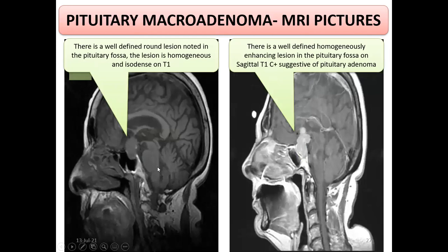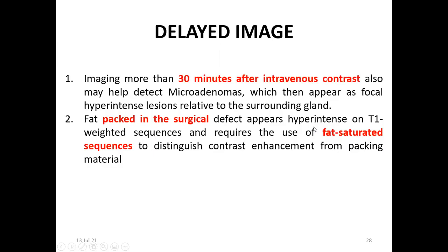Here is a macroadenoma, you can see here, a big lesion with suprasellar extension. You can see the dumbbell-shaped suprasellar extension and the pituitary fossa, suggestive of pituitary adenoma, and how it enhances in the contrast. Sometimes we need a delayed image. Imaging more than 30 minutes after intravenous contrast also helps to detect microadenomas, which then appear as a focal hyperintense lesion relative to the surrounding gland.